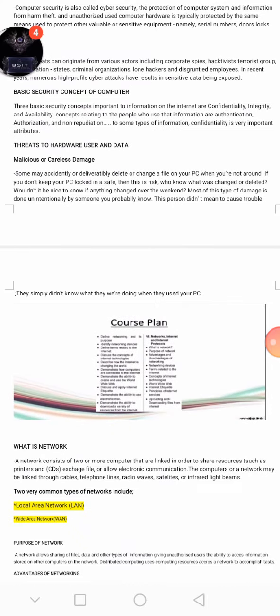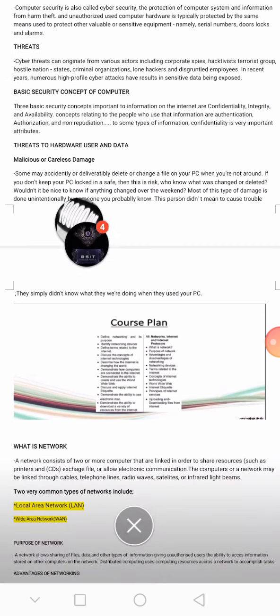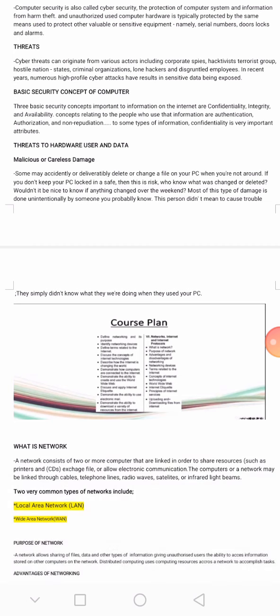Threats to hardware, user, and data: malicious or careless damage. Some may accidentally or deliberately delete or change a file on your PC when you are not around. If you don't keep your PC locked in a safe, then this is a risk. Who knows what was changed or deleted?